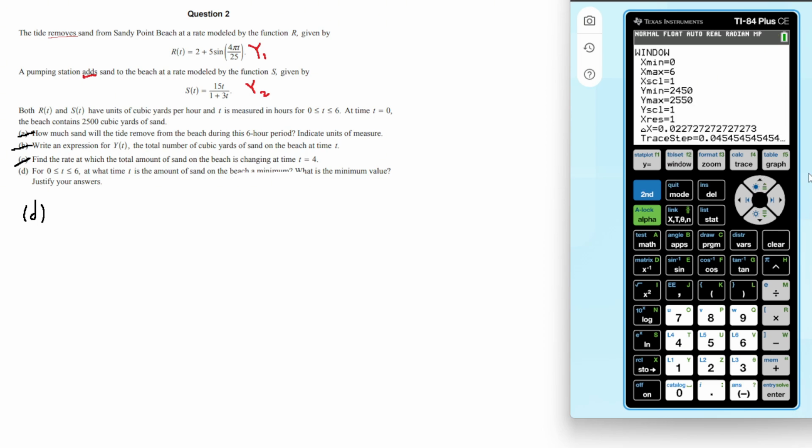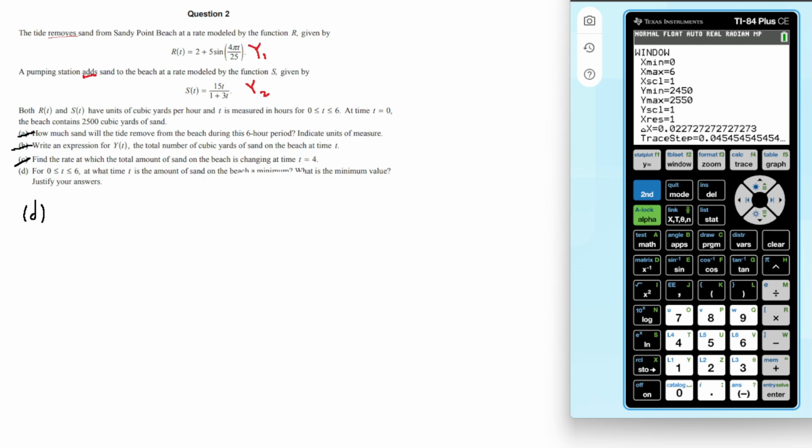So now let's graph this. Our x window should be from 0 to 6, because it says t is between 0 and 6. To determine our y window, we can look at the function. It starts at 2500, and we know that the rate sand is removed and the rate sand is added is about equal, just logically.